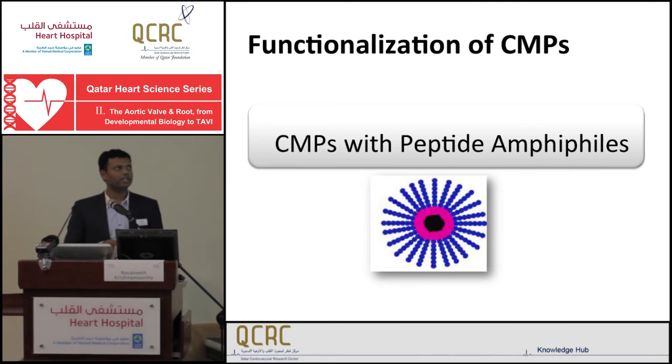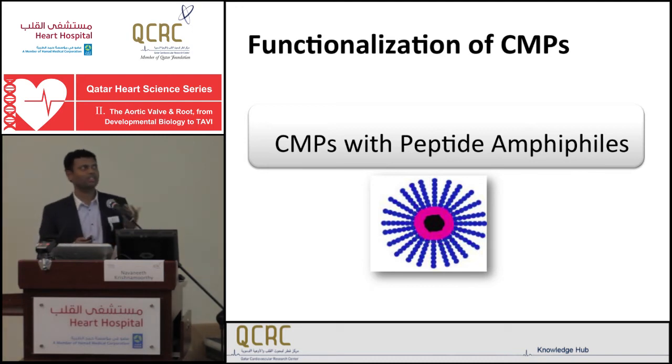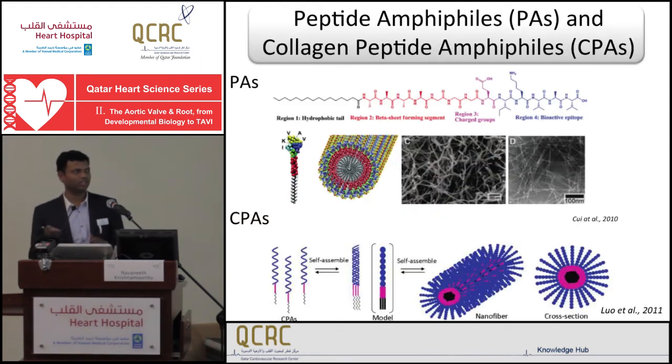And the next level is to functionalize these CMPs. Only the structure cannot be made. They are not going to make sense, because we need to give the proper signals to the cells. So what we are trying here, these are the two other peptides. The peptide amphiphiles are available. So you can see that these peptide amphiphiles and collagen peptide amphiphiles are not very different.